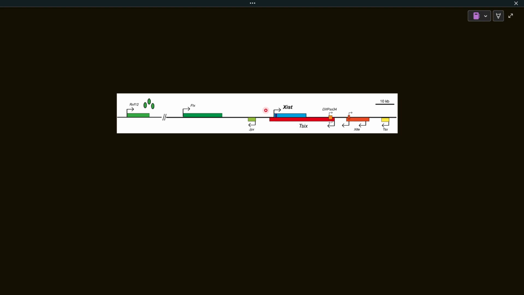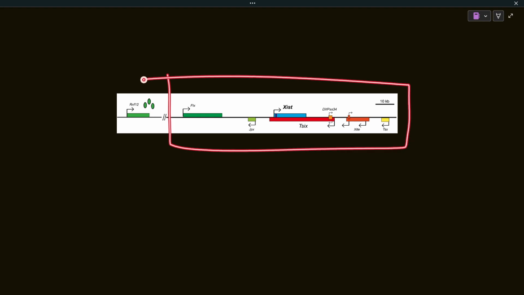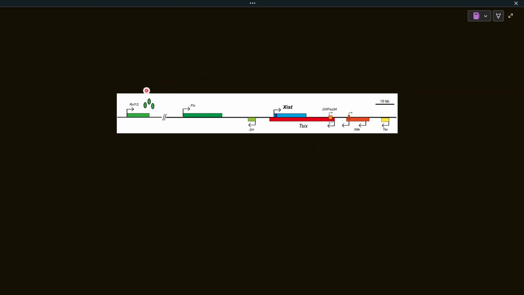In last class we learned that the X inactivation center is all non-coding, but only the RNF12, which is part of the X inactivation center, codes for the RNF12 protein. So how does RNF12 decide whether the X chromosome will be inactivated or not? That we learned in the last class.